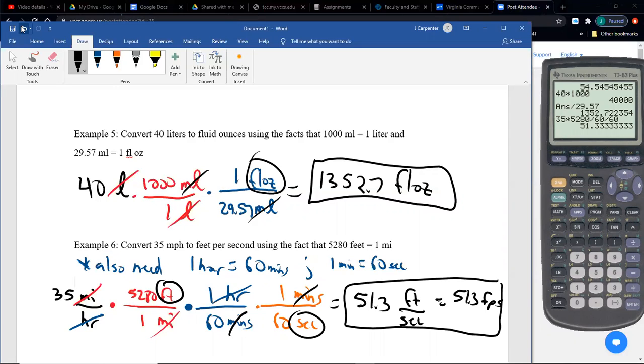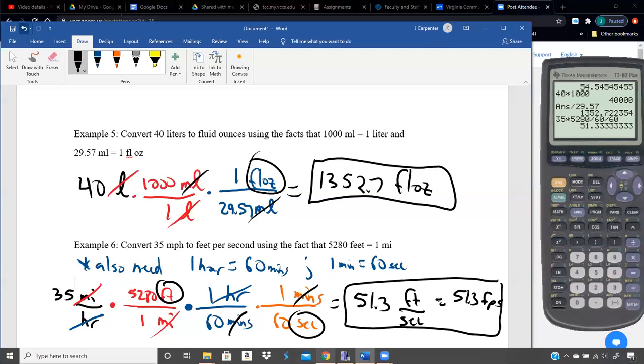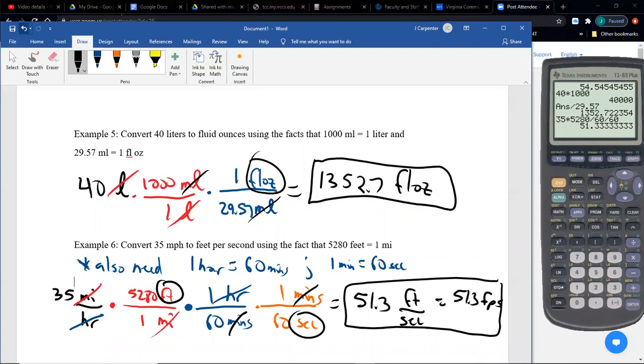Maybe your job has you converting miles per hour to feet per second over and over and over. And you go, I don't want to have to multiply by these 3 fractions over and over, or I don't want to set up 3 proportions over and over. What you can do is, now that you have a starting point and an ending point, you can just divide them, and that gives you a multiplier.